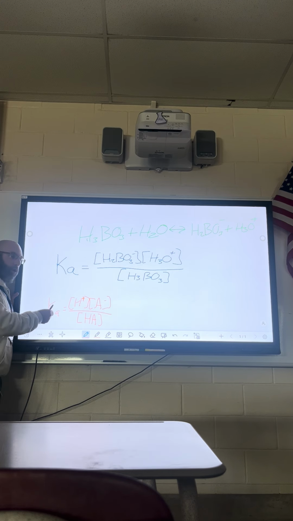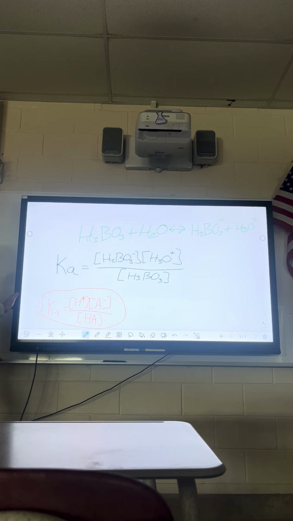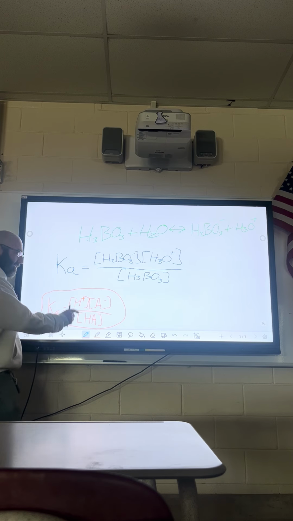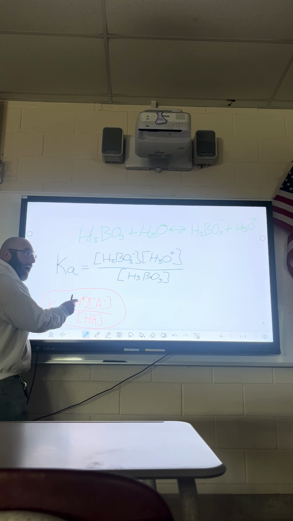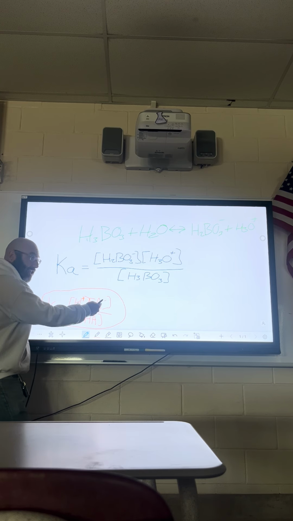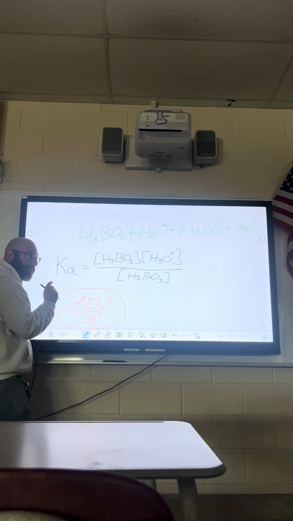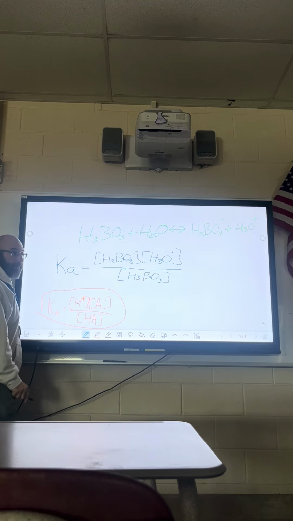This formula in orange is on your equation sheet. This is the generic equilibrium formula for all acids. It's the acid ion, so like the H plus or the H3O plus, times the conjugate base, that's the A minus, over the acid.